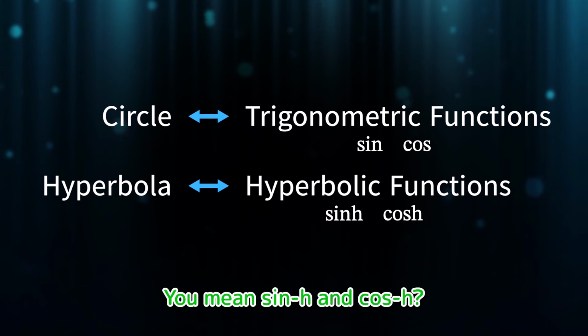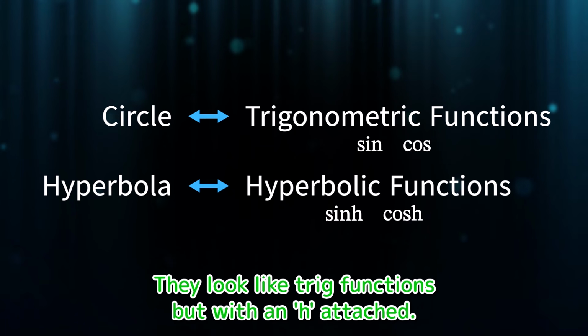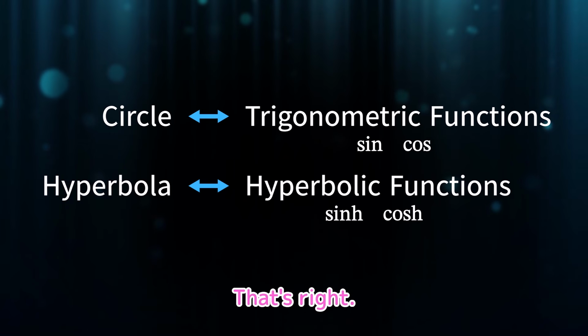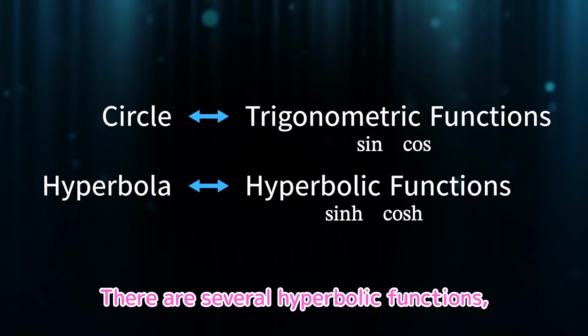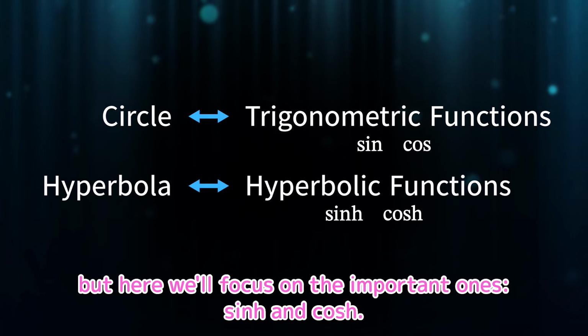You mean sine h and cosine h? They look like trig functions, but with an h attached. That's right. They're called hyperbolic sine and hyperbolic cosine. There are several hyperbolic functions, but here we'll focus on the important ones, hyperbolic sine and hyperbolic cosine.